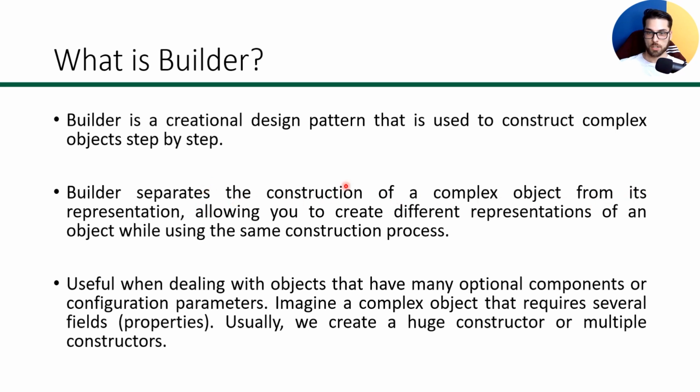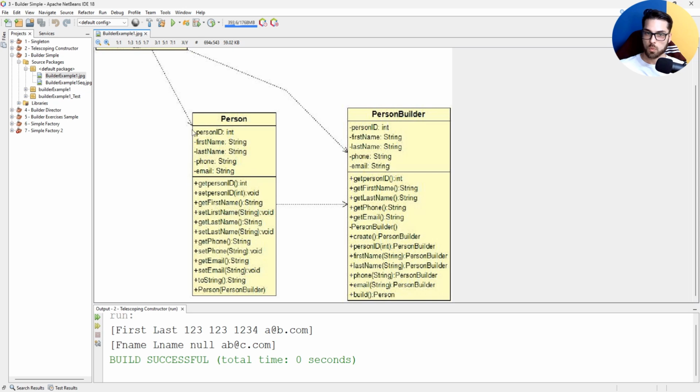Construction separates the construction of a complex object. So look what we have here. Separate the construction of a complex object from its representation. So we're taking away the building steps from those constructors and putting it somewhere else. We took the constructors, we put the responsibility for building the object somewhere else. That somewhere else being our person builder class.